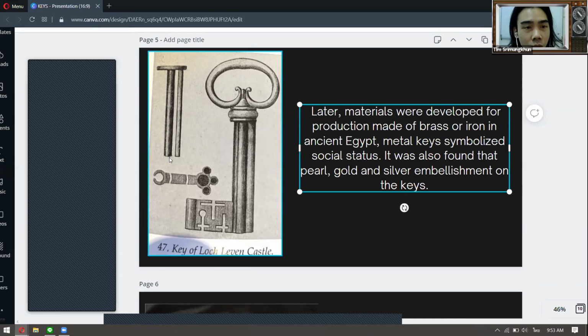I found out that they say the key has not developed much compared to other technology. There's some point where they used the key, and the technique of locking, the way they locked, is still the same, but the design has developed. The system of the key is still locked, still frozen. It's not developed too much.